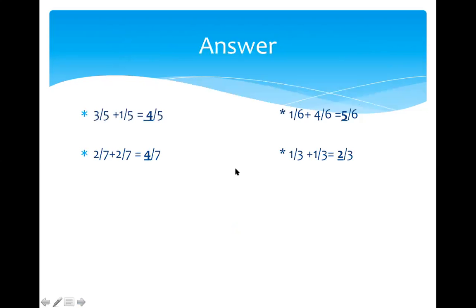Because remember, we bring the top part together. We add the top part, but we do not add the bottom. We just bring it over. Same goes for 1 out of 6 plus 4 out of 6, which equals 5 out of 6.